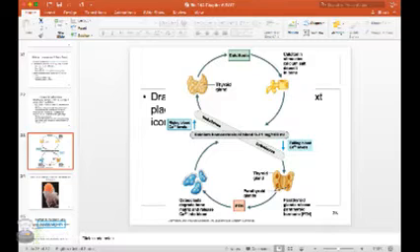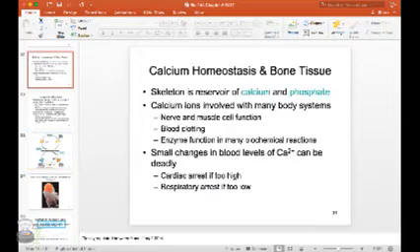Okay? A major salt that we deposit in the bones is calcium. And so with calcium, we're going to want to keep a homeostasis of calcium in our blood. The reason why is because it's involved in a lot of really important things, like how your nerves function and how your muscle cells function and how your blood clots and how your enzymes function.